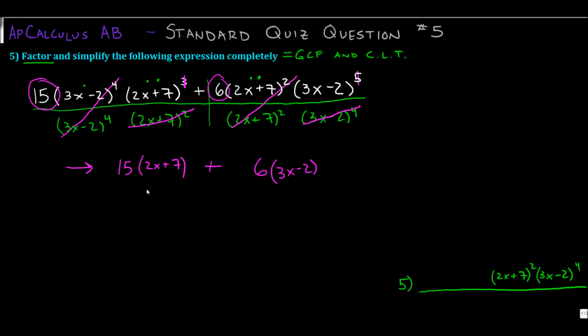Okay, so what are we going to do? Well, now we've just got to distribute all this stuff out and then combine like terms. So what do we have? We have 15 times 2x plus 15 times 7. That's going to be 30x + 105. Over here we got 6 times 3x, which is going to be 18x. 6 times negative 2 is going to be negative 12. That's going to give me 48x + 93.